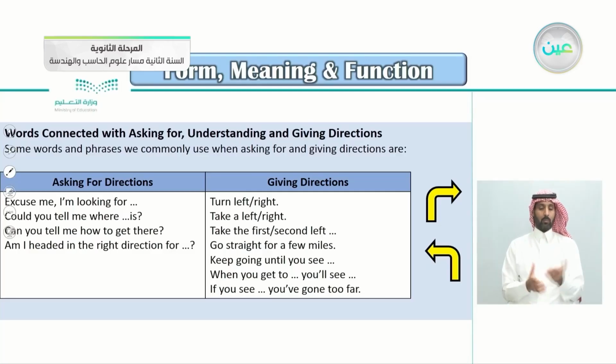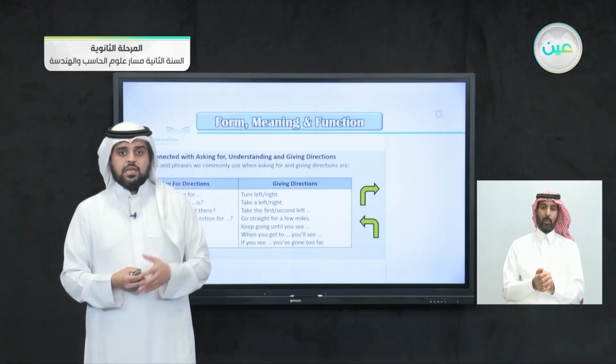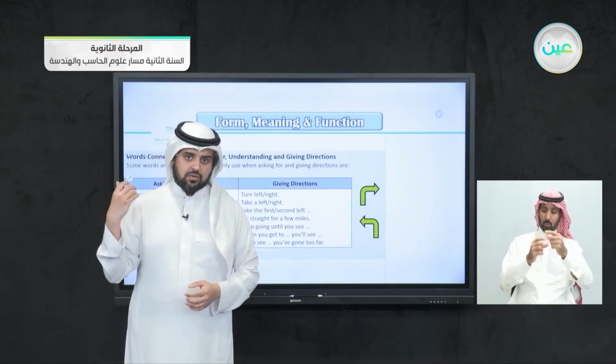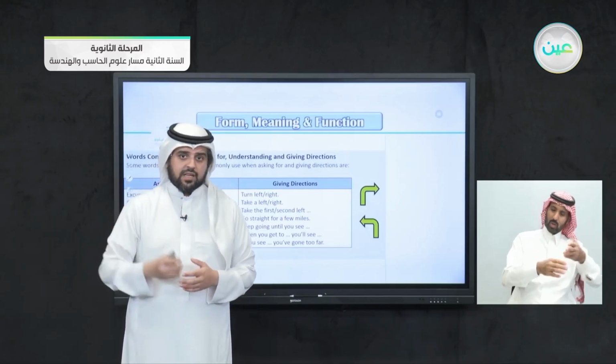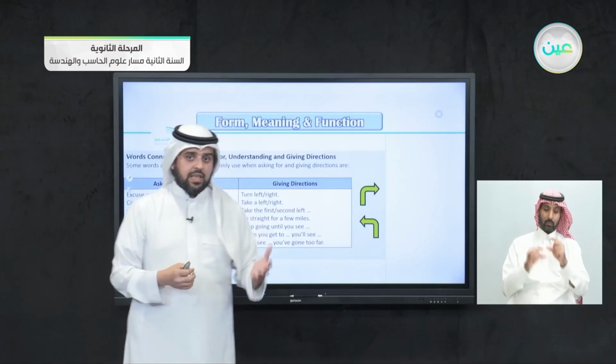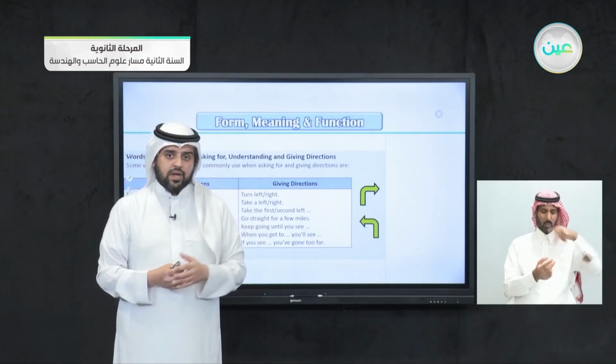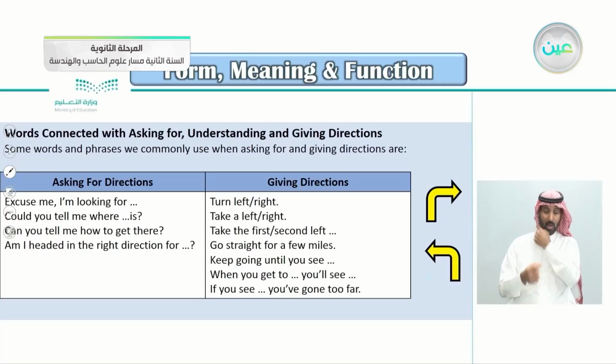The last one: if you see, you've gone too far. For example, if you see a garden, you've gone too far. The bank is behind you. You skipped the bank, for example, like that. When you say, if you see a garden, you've gone too far, you missed the bank. So all of these are directions, as you can see in these images.